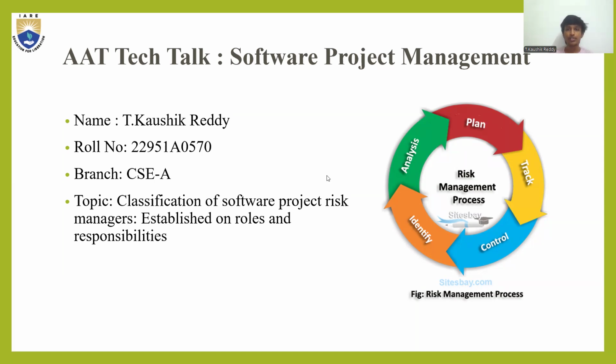So let's get started. First, what exactly is the risk management process? How do you manage the risk when it occurs? There are five stages. First, identify the risk, then analyze the risk, then plan how to remove the risk and how to get out of the risk, then track the risk, then control.